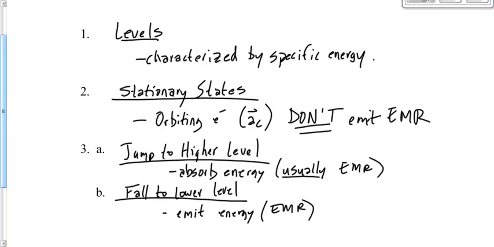Yep. No, I mean, by saying a lower level, that's a good question. By a lower level, I mean closer to the nucleus. Level 1 would be the level that's closest to the nucleus. Level 5 would be further away from the nucleus. When we jump to a higher level, we're going from level 1 to level 5. We're going further out. It's like we're climbing a ladder. If we fall to a lower level, we're going closer to the nucleus.